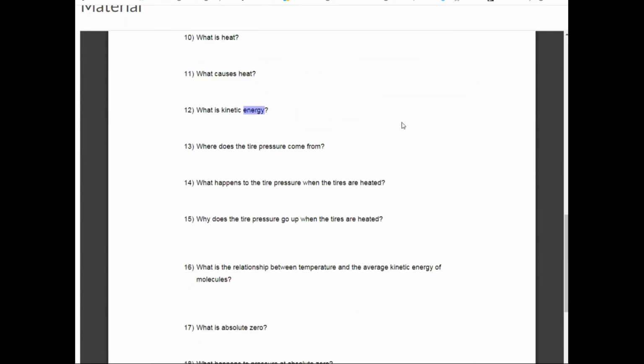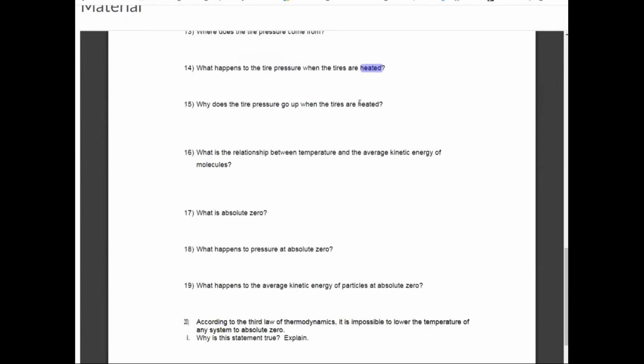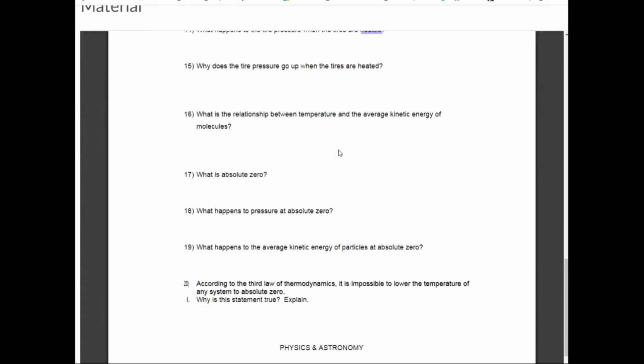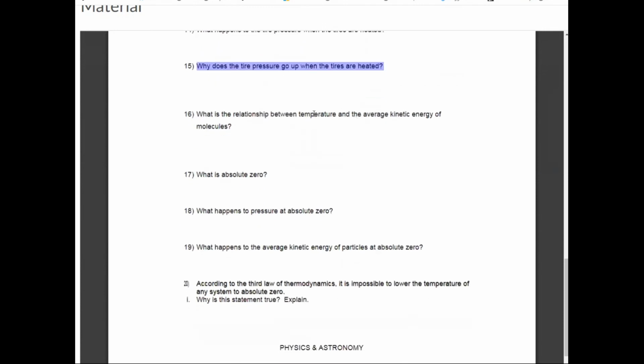Kinetic energy is the energy of motion related to speed for a given mass. Tire pressure comes from the motion of the molecules, the number of molecules and the motion of the molecules. Tire pressure is going to go up when the tires are heated because the molecules are moving faster. The relationship between the temperature and the average kinetic energy of the molecules is that the higher the temperature is, the faster the molecules are moving. The faster the molecules are moving, the higher the temperature is.